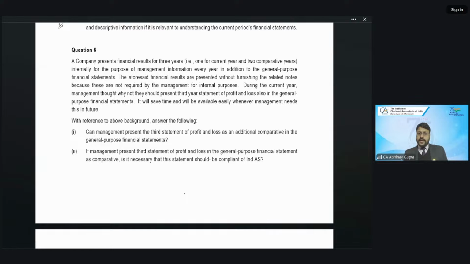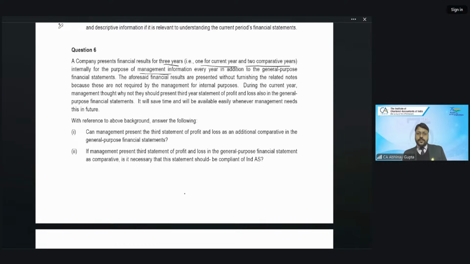A company presents financial results for 3 years, one for the current year and two comparative years. Right? So what is the company doing? Instead of the regular presentation of 2 columns, they are presenting how many? 3 columns. One for the current year and 2 preceding years.